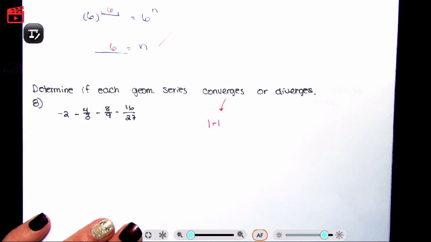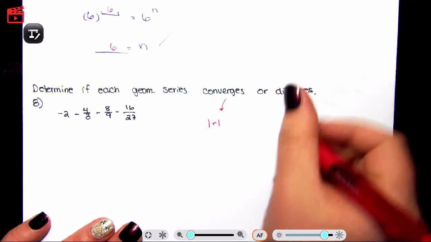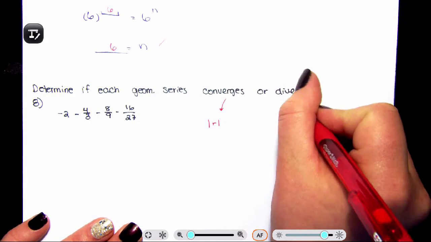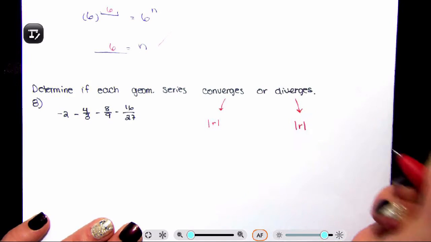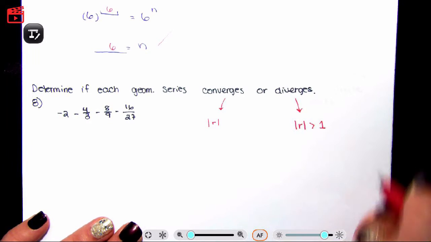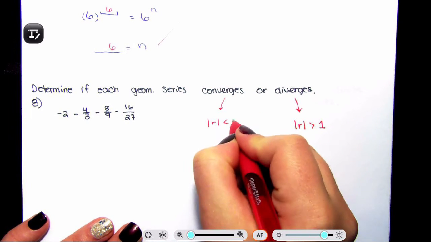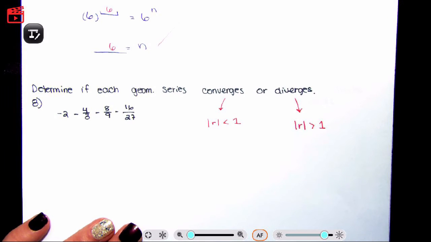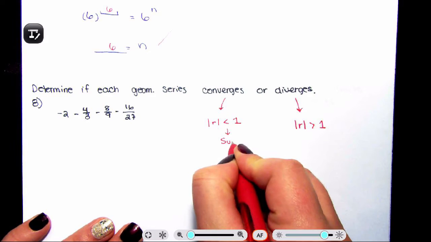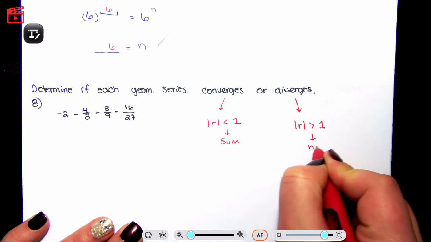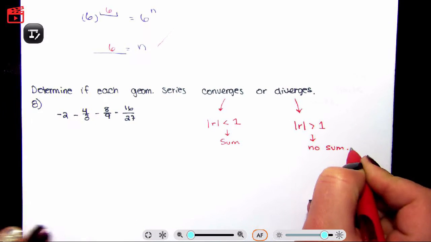Even if it's in your head, you have to do it. If it's in the quiz, that's the information I need. I can't really tell what's going on in your head unless you tell me. So you're looking for the absolute value of r. If the absolute value is greater than 1, you are looking for something that diverges. If the absolute value is less than 1, then you are having something that converges. If it converges, you then do have a sum. If it diverges, it has no sum, or the sum does not exist. So let's see what this is.